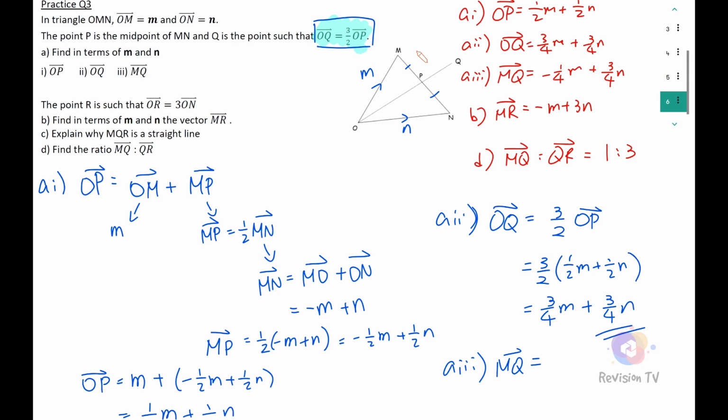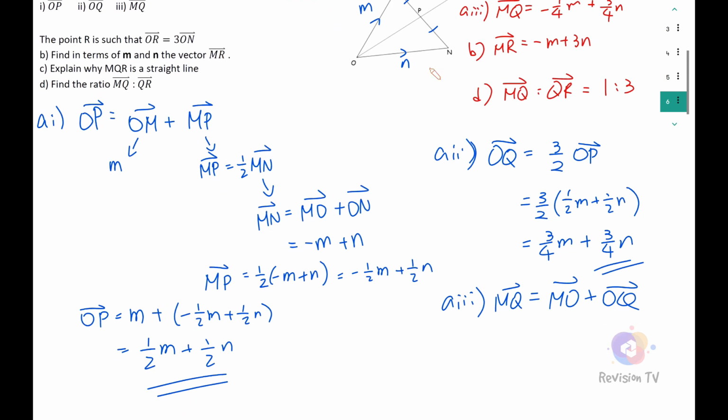Not really. So if I don't know PQ, is there another way I can go to Q? I can go from M to O and O to Q. You should use what you have calculated, which is OQ. So M to O, O to Q will be much easier than M to P, P to Q, because you already have the information about M to O and O to Q. So MQ equals M to O plus O to Q.